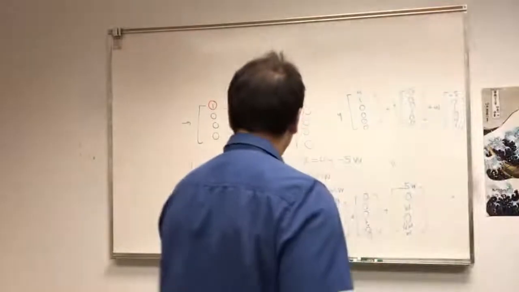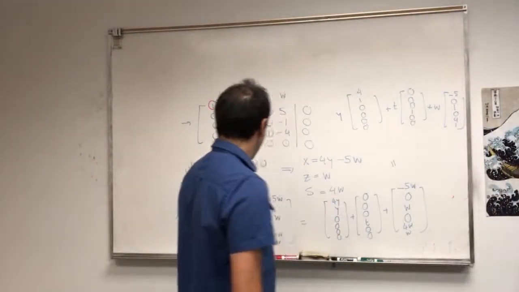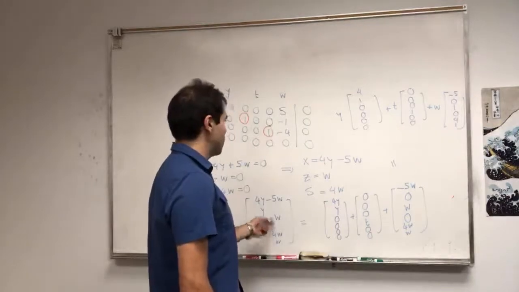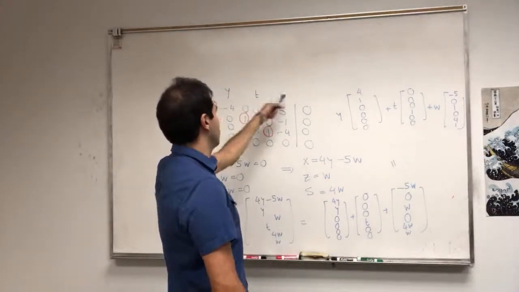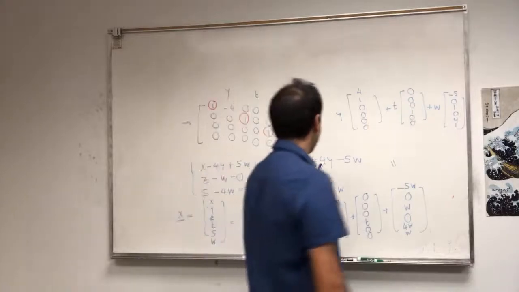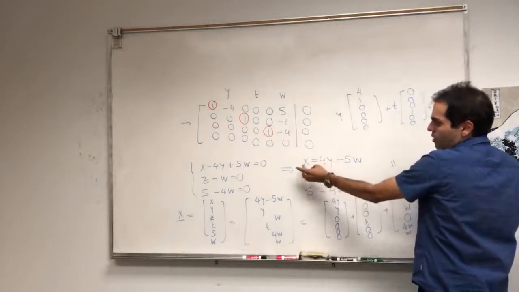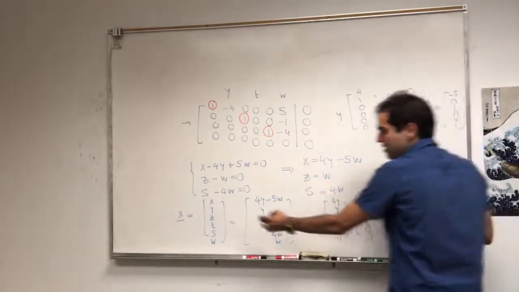Oh, why the t? So the question is, why are t and w zero? Well, I didn't say they're zero. I just said we know from the beginning that there are three free variables, y, t, and w. So we had to write everything in terms of y, t, and w. Well, and we did it for x, z, and s.